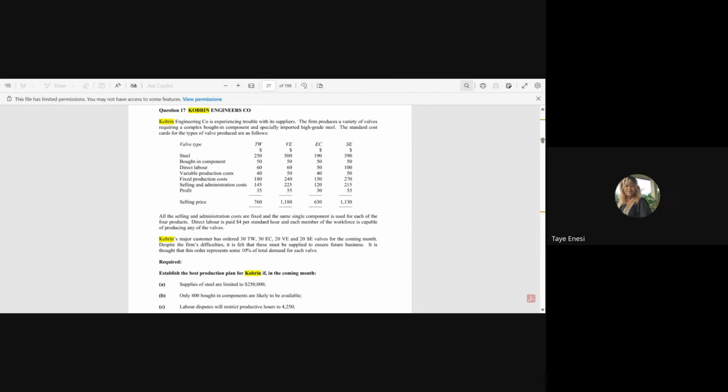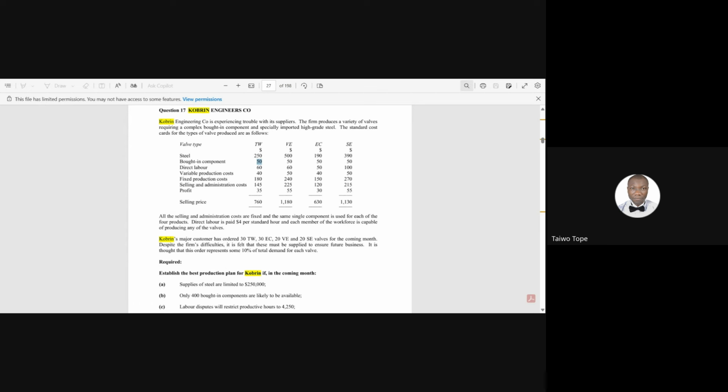How many bought-in components? It's 50? Okay, let me make it clear now. This 50 is what you are paying for one bought-in component, isn't it?